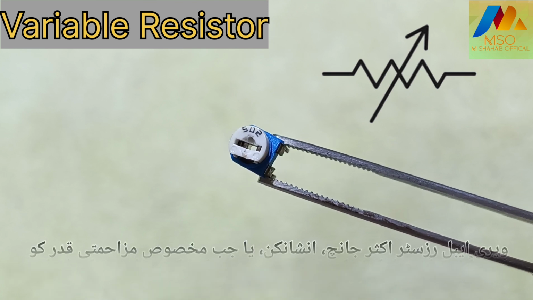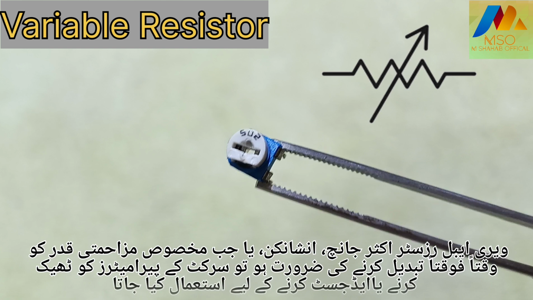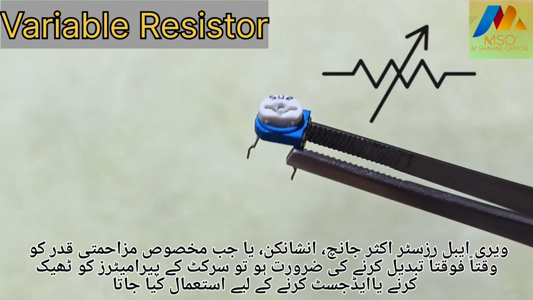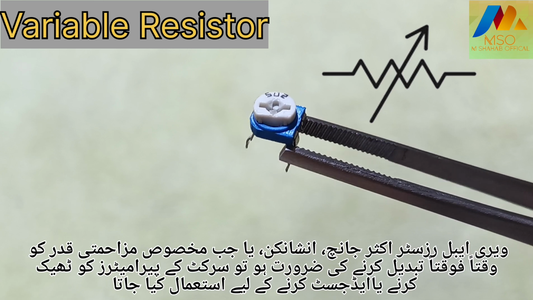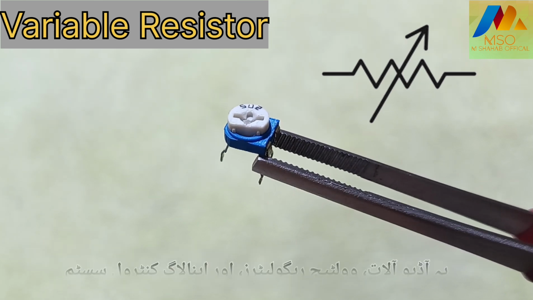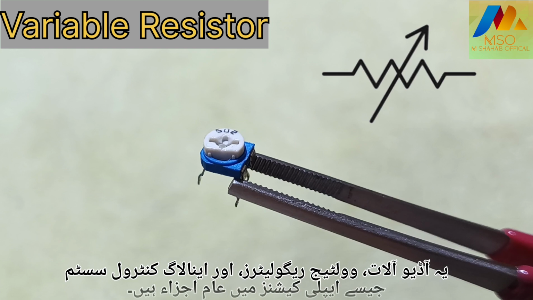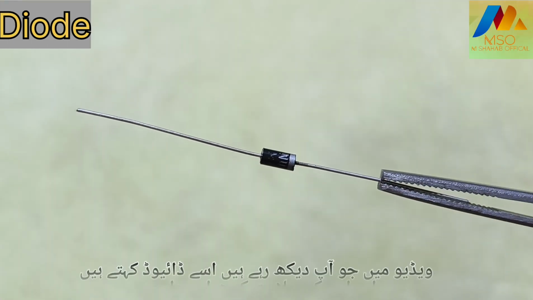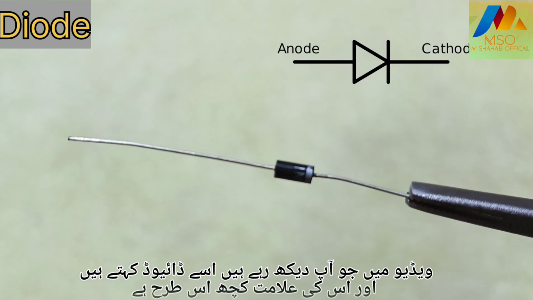Variable resistors are often used for fine-tuning or adjusting circuit parameters during testing, calibration, or when the specific resistance value needs to be changed periodically. They are common components in applications such as audio equipment, voltage regulators, and analog control systems. Now what you see in the video is called a diode and its symbol is something like this.